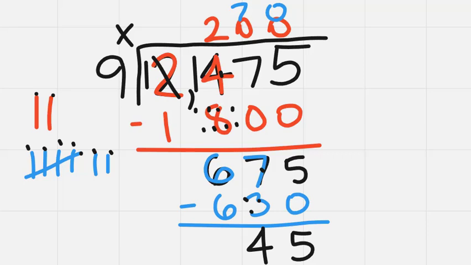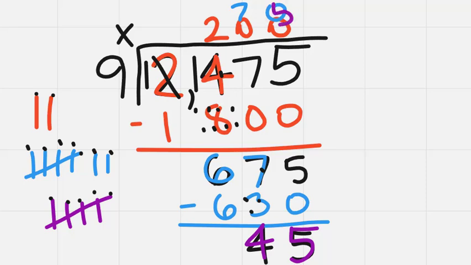Now we divide again. We look at the 4, which is less than 9, so we look next door at the 5. So we're going to count by 9 until we get as close as we can to 45 without going over. 9, 18, 27, 36, 45. We landed right on it. That's 1, 2, 3, 4, 5.